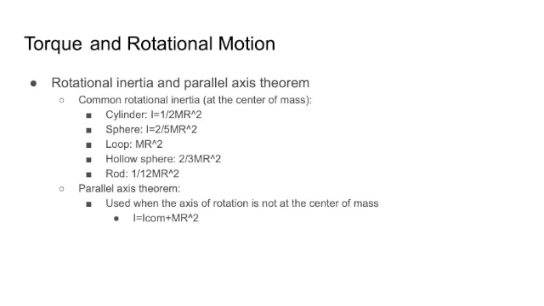The last thing you should know is the parallel axis theorem. It is I equals I_COM, which is center of mass, plus mr squared. I center of mass is usually provided, and you can also memorize it through these equations provided. In mr squared, m is going to be the mass, and r is going to be the distance away from the center of mass.